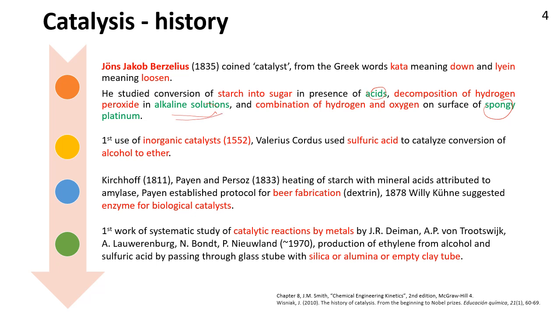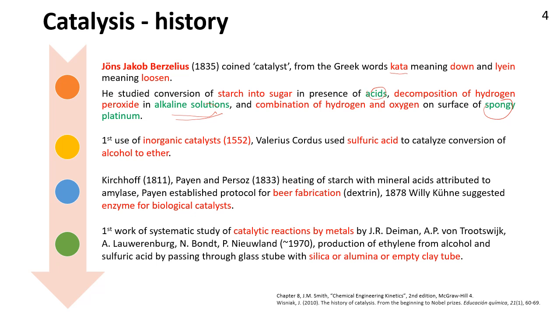So, after going through other scientists' work and his own work, he coined the term catalyst, which increases the rate of reaction but remains unchanged. This was taken from the Greek words kata, which means down, and lyein, which means loosen. So, the first work of using inorganic catalysts was by Cordus, who worked on using sulfuric acid to increase the conversion of alcohol to ether.